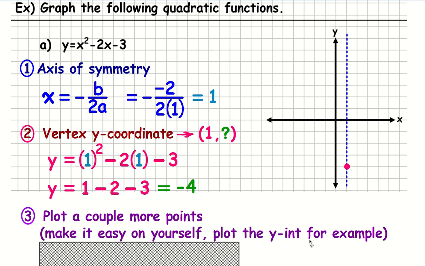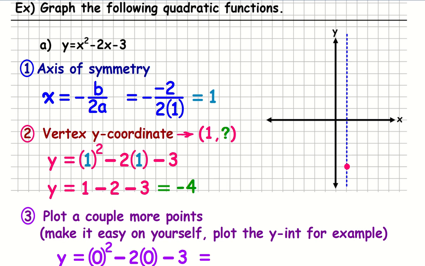Plot the y-intercept, for example. What do I mean by this, really? Make it easy on yourself. What would be the easiest number to plug in for x, do you think, to get another point? Well, I hope you're thinking 0. Plugging in 0 is going to be the easiest thing for you to do, and that's actually going to get you technically your y-intercept.